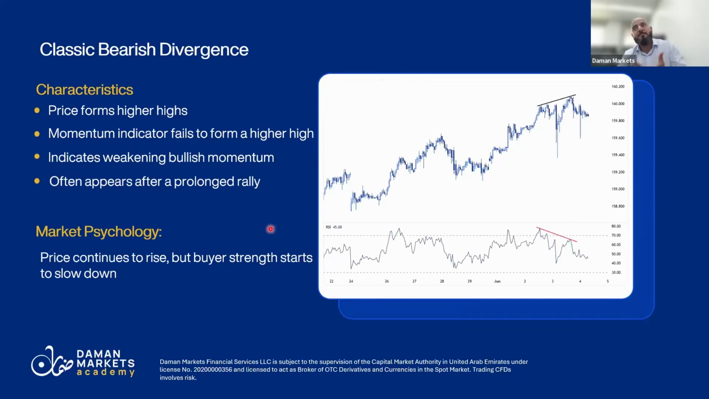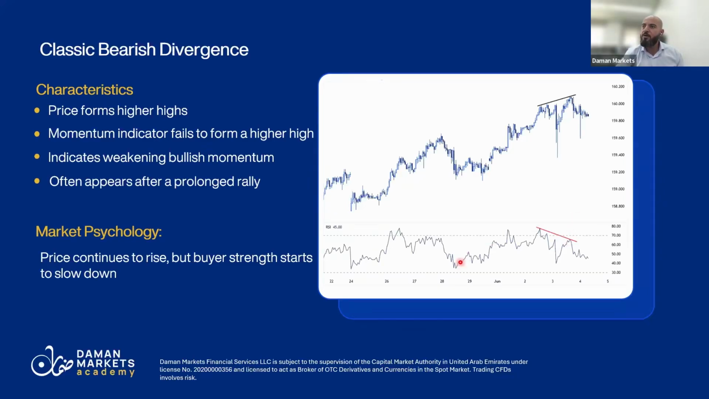Now, what about the classic bearish divergence? Well, it's the opposite. It happens after a prolonged rally. So prices will be moving up, moving in an uptrend. Price forms a higher top, but the momentum oscillator fails to form a higher top.